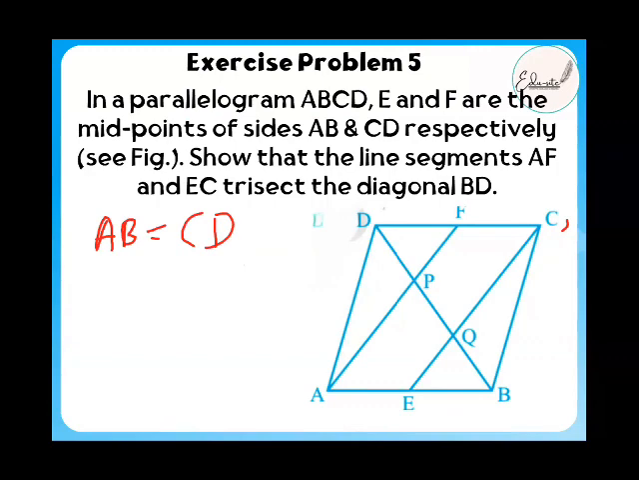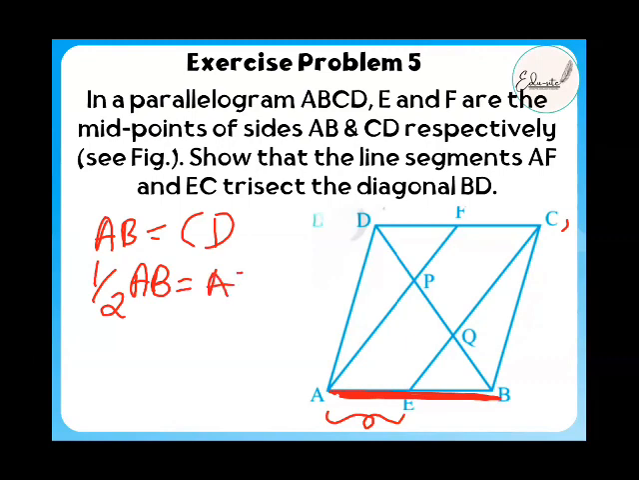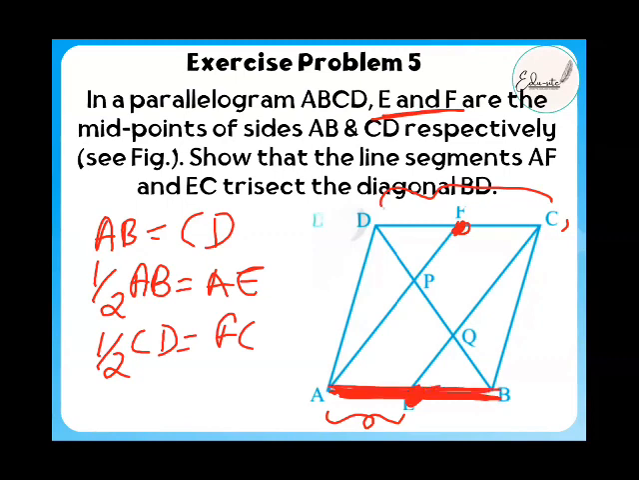Correct. Now let's consider this line AB. What is half of AB? It is AE. Then what is half of CD? It is nothing but FC, right? Because F is a midpoint. It's given here, E and F are the midpoints on the sides. Laiba, understanding it?